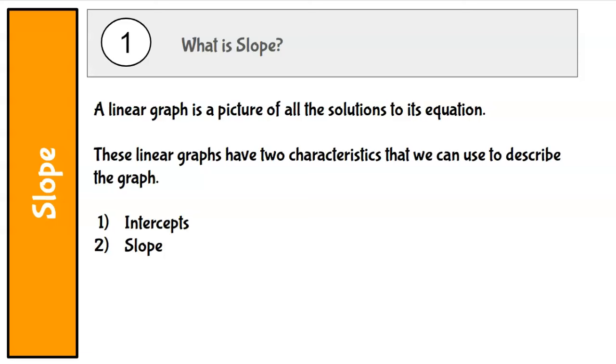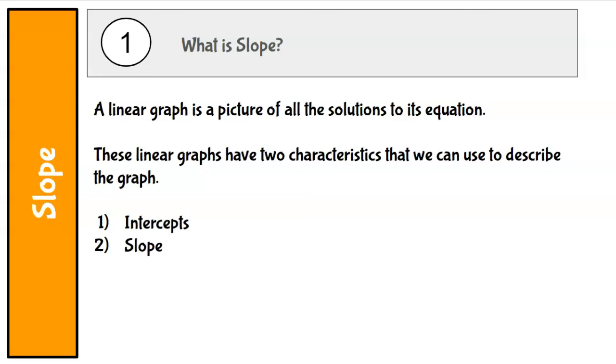These linear graphs have two characteristics that we can use to describe the graph: intercepts and slope. Most graphs have intercepts. Slope only really applies to linear graphs, but you'll learn more about other forms of rate of change in precalculus and calculus. In Algebra 2, you'll learn other families of functions that are nonlinear and have characteristics like maximums and minimums and axis of symmetry and asymptotes. In trig and precalc, you'll learn about still more families of functions that have periods and frequencies. But Algebra 1 lives in the linear world, and so we just have intercepts and slope.